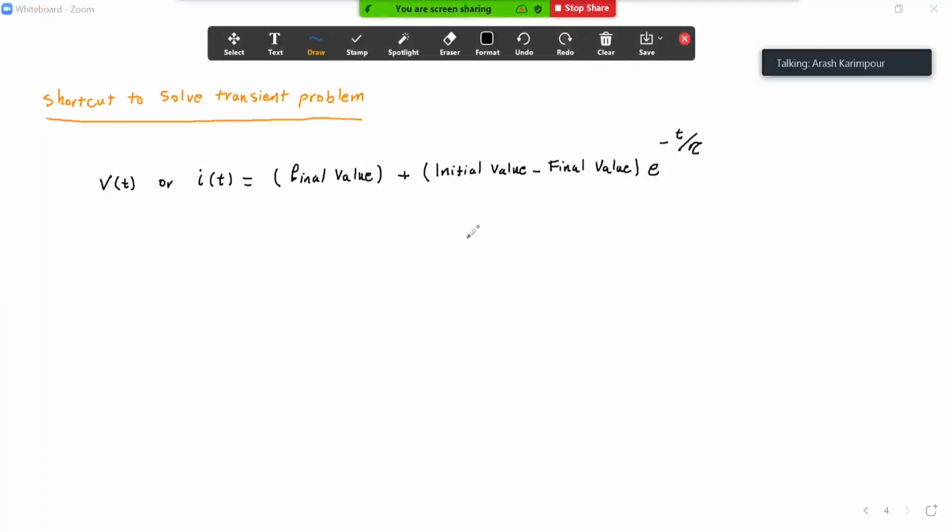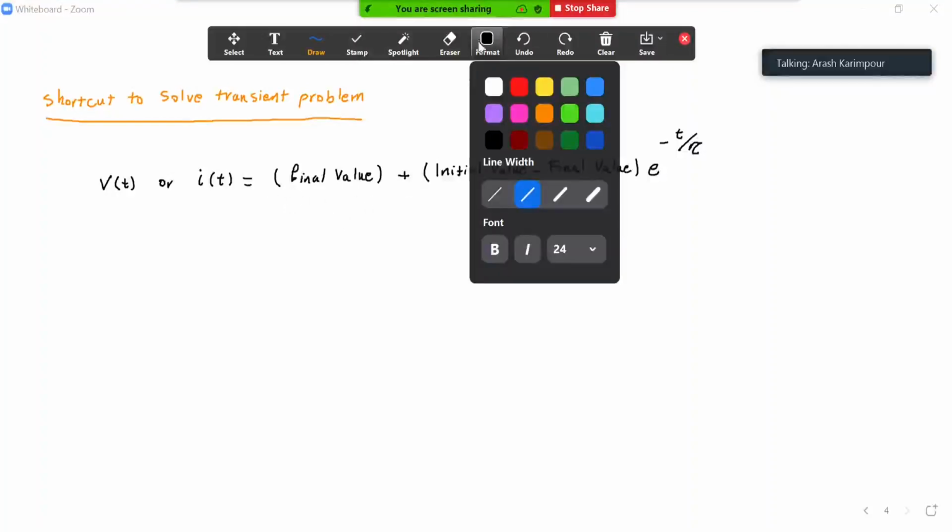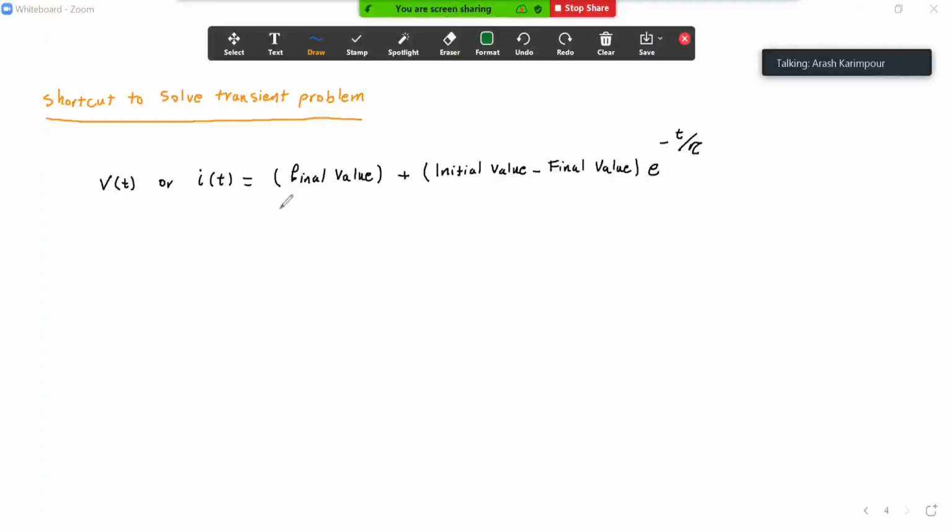And now let's see what I mean by each of these terms. The final value is the condition when t is going toward infinity. So if we leave the circuit for a long time, whatever is happening there is going to be final. If we are looking for the I, whatever value we have for I after a long time is our final value. The initial value is what happens at t equals 0, when the time is 0, and again the final value is when t is going to infinity, so we leave it there for a long time.